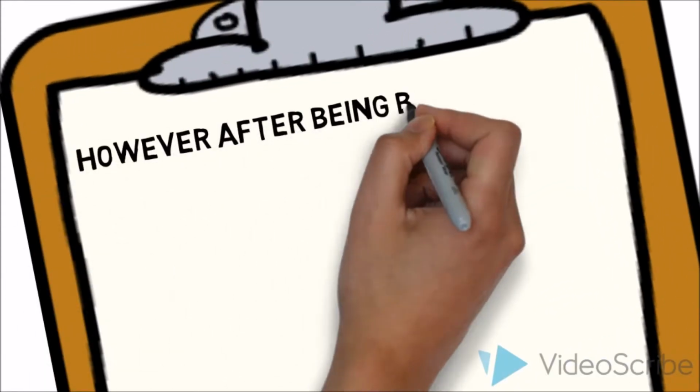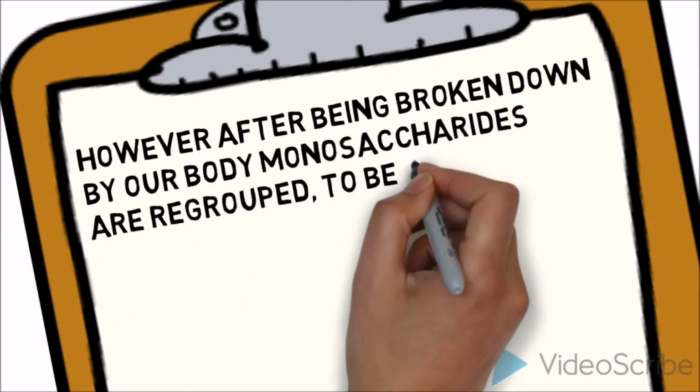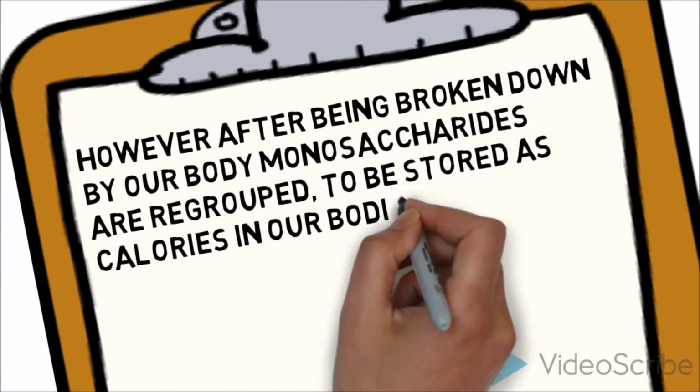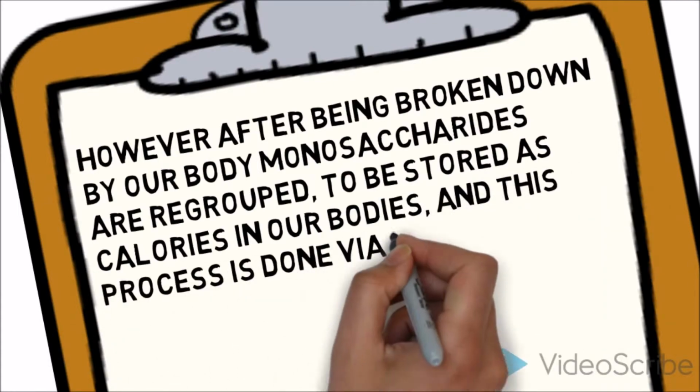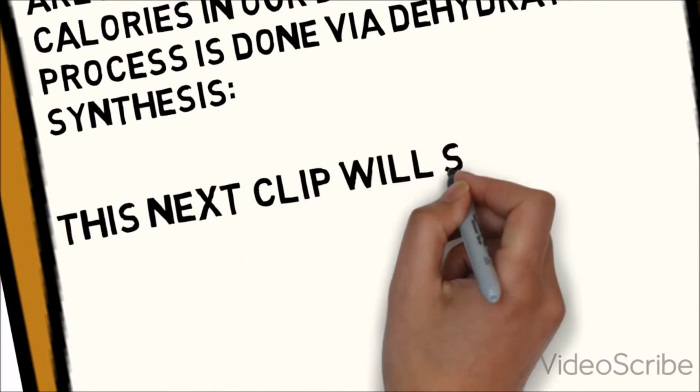However, after being broken down, monosaccharides are regrouped as polysaccharides, which are stored away in our bodies, and this process is done via dehydration synthesis. This next clip will show you how this process happens.